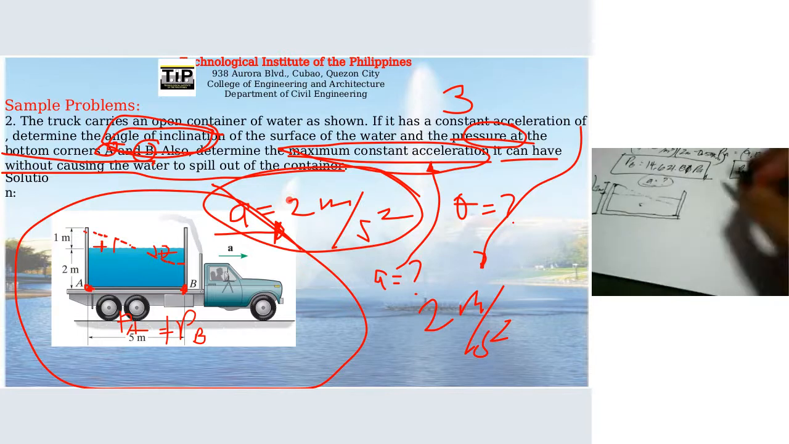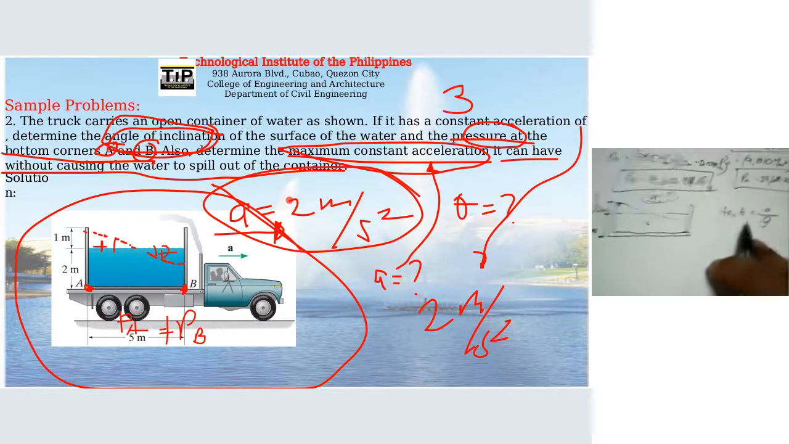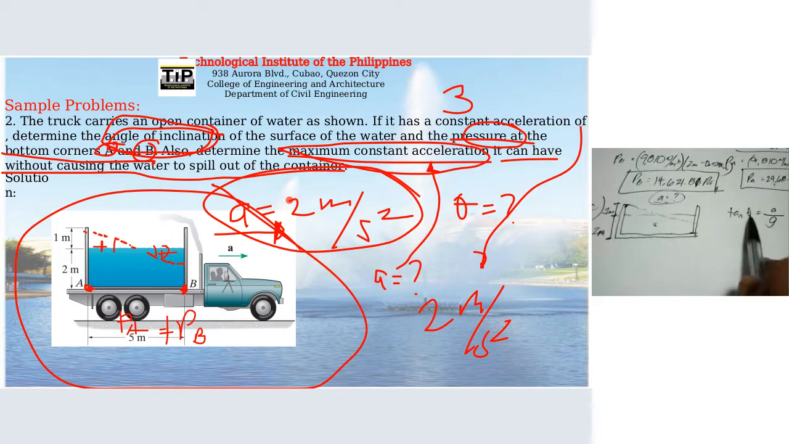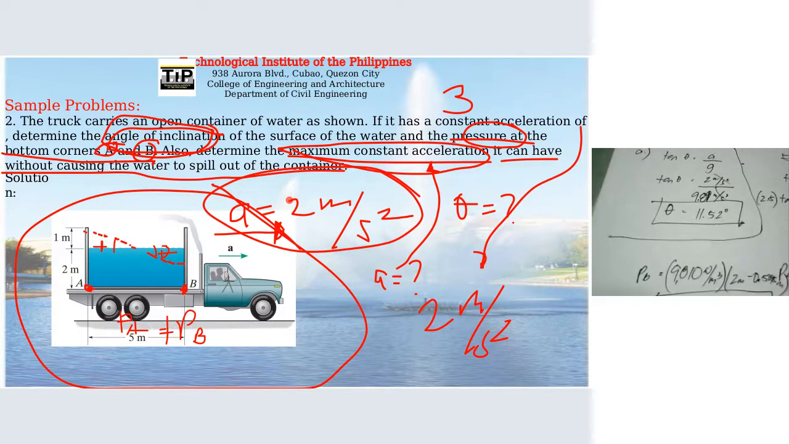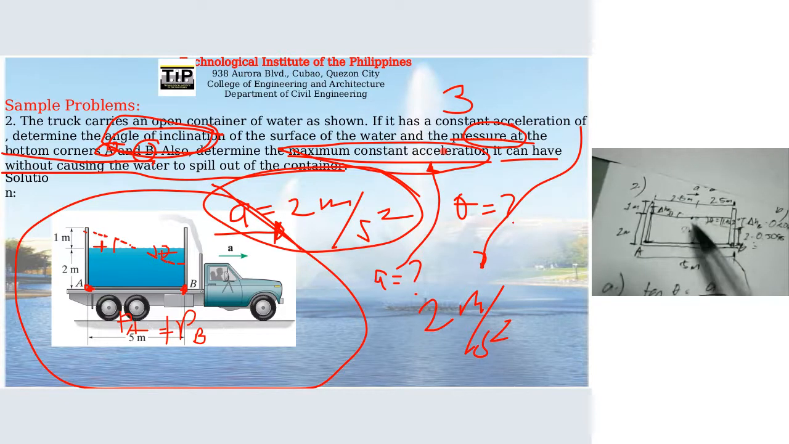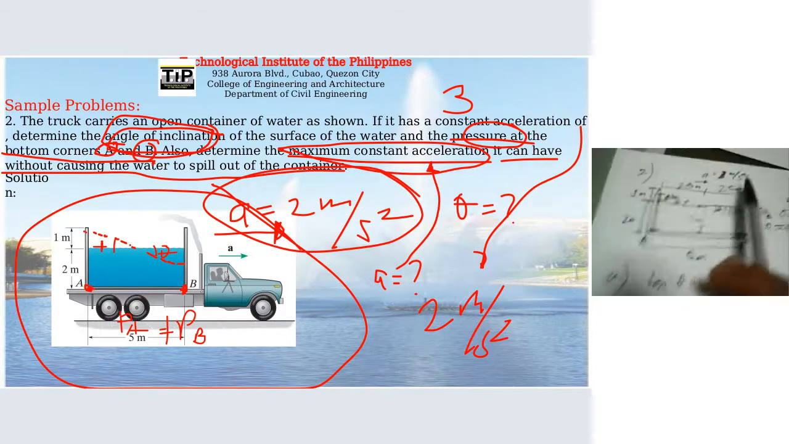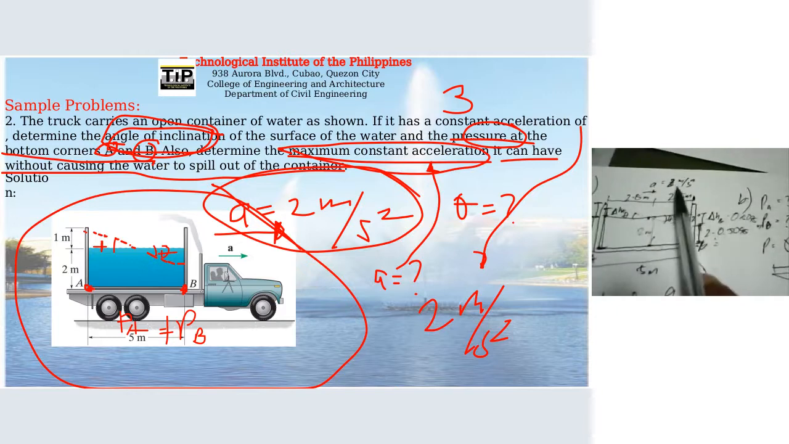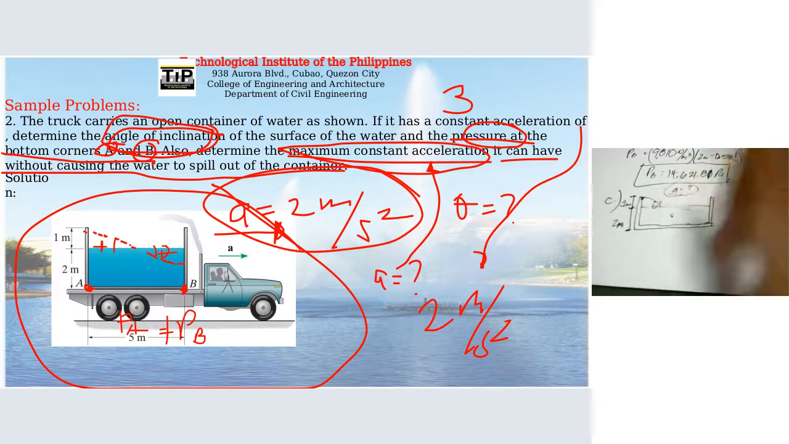Okay? So, going back to the derived equation, tangent theta equals A over G, we have to determine what is theta. Okay? So, hindi ito yung 11.52 degrees. Because yung height lang na maproproduce nitong angle na to is 0.5095. Okay? That's due to this 2 meter per second squared. So, kailangan natin malaman itong bagong theta na to.